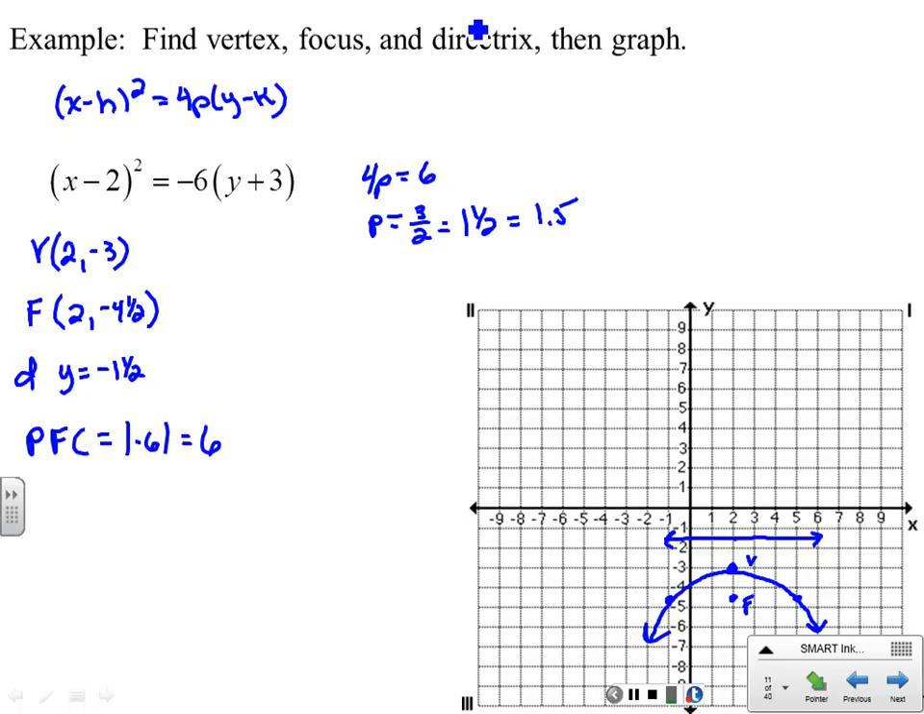Again, if you're going to use the formulas on that formulas page and you're going to transfer those over onto your card, make sure you understand that you do need to sign those P. It's either going to be positive or negative depending on what that 4P number is.